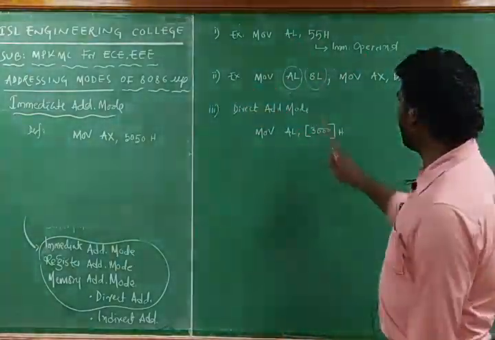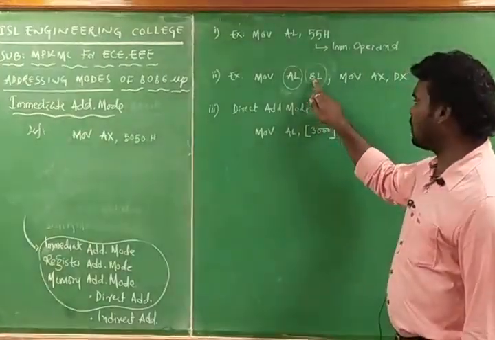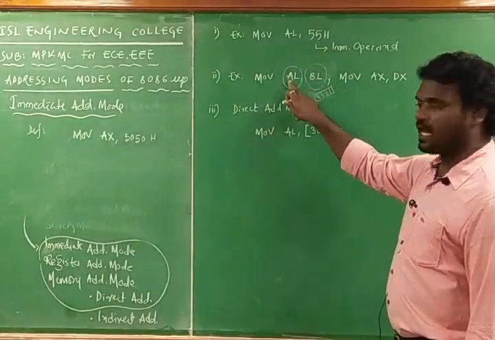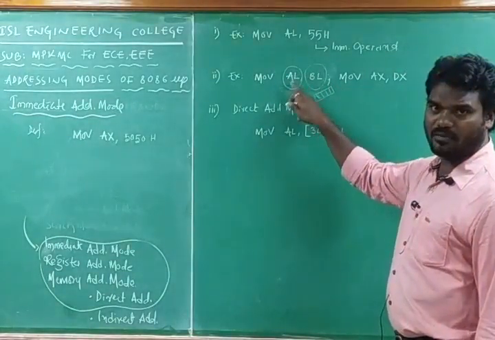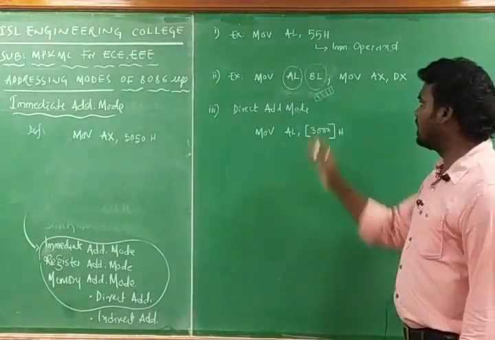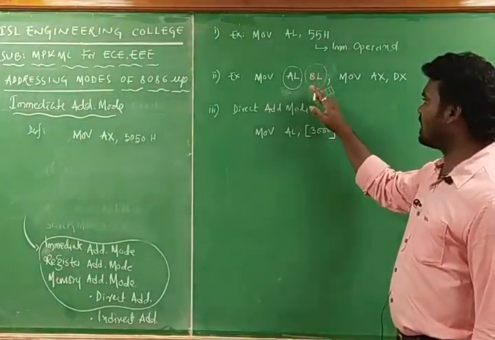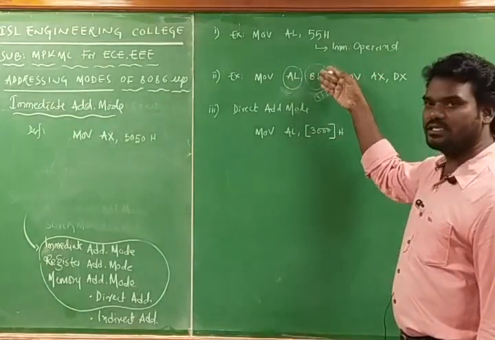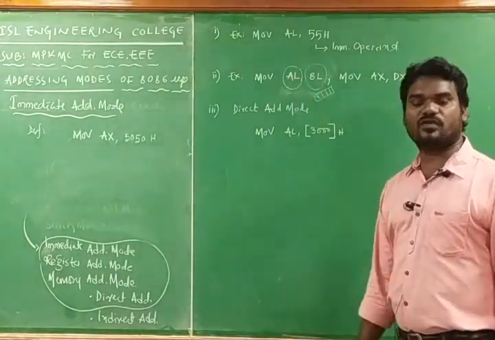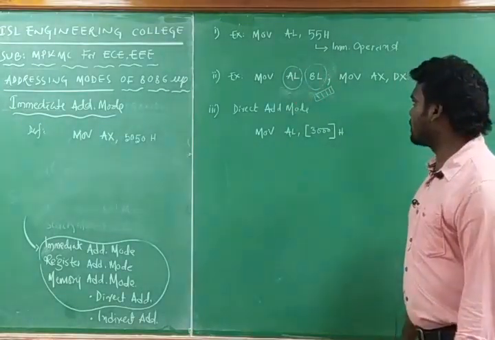Coming to the second one, here AL is the lower byte. That means it has 8 bits of data. Both are 8-bit registers, both lower bytes, so whatever lower byte data is in the BL register will be moved into the AL register. A stands for accumulator, B stands for base register.